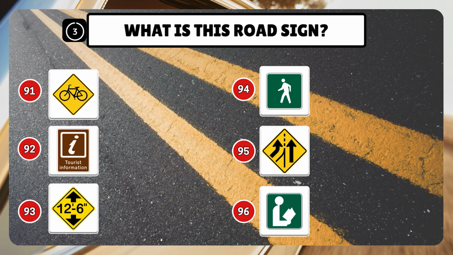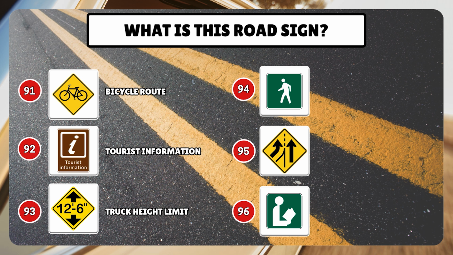Identify this road sign. That is a bicycle route sign. Good catch. That is a tourist information sign. That is a truck height limit sign. That is a pedestrians permitted sign. That is an added left lane sign.